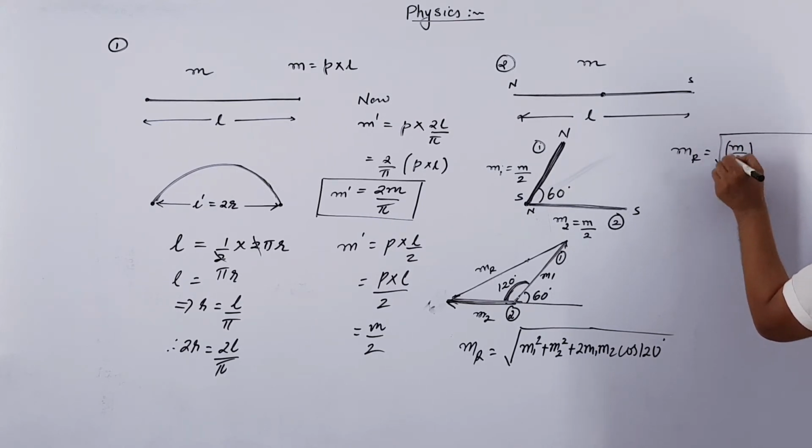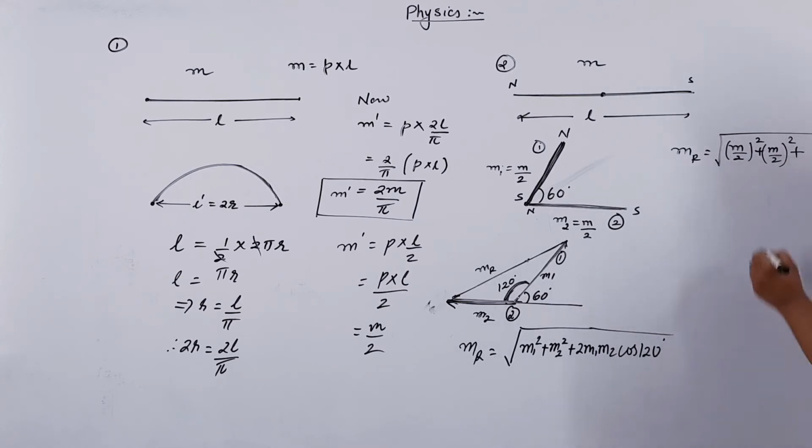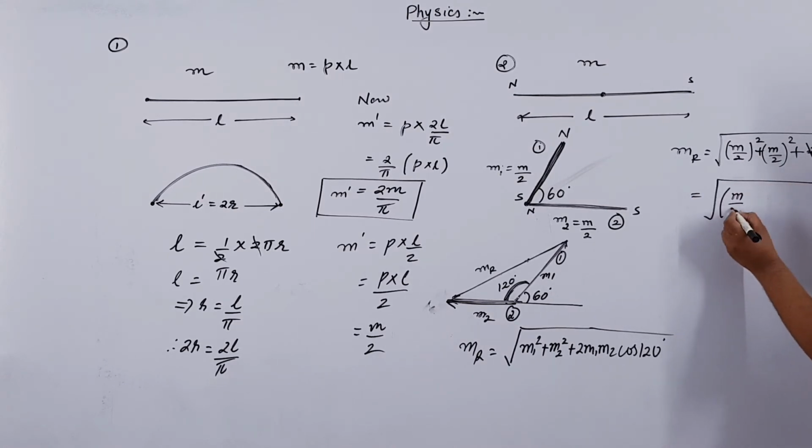M by 2 whole square plus M by 2 whole square plus, let me write here only, 2 into M by 2 into M by 2, and cos 120 is minus half. 2 into M by 2 into M by 2 into minus half. So you can see that this 2 will get cancelled out. So this will be equal to root of M by 2 whole square plus M by 2 whole square plus, and this plus into minus will be minus M by 2 whole square.